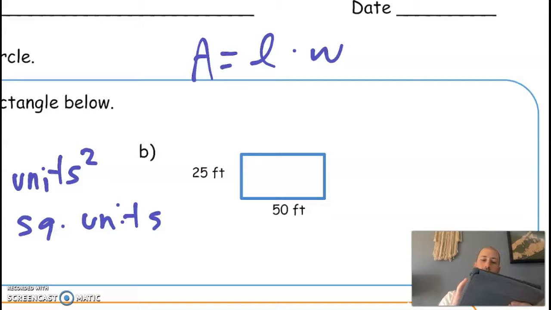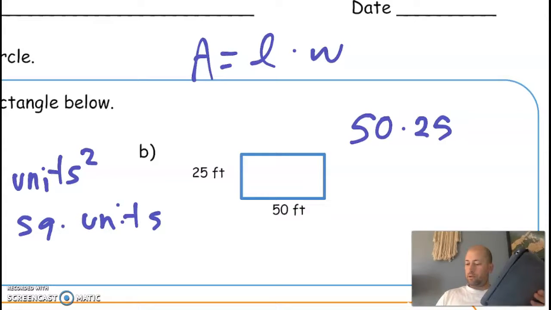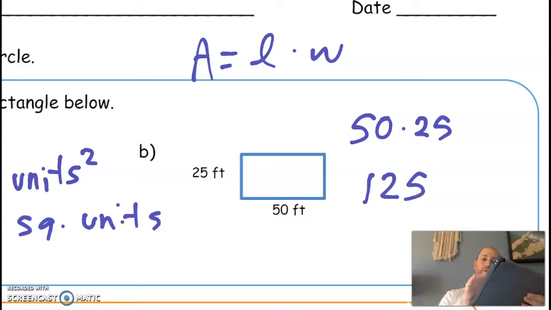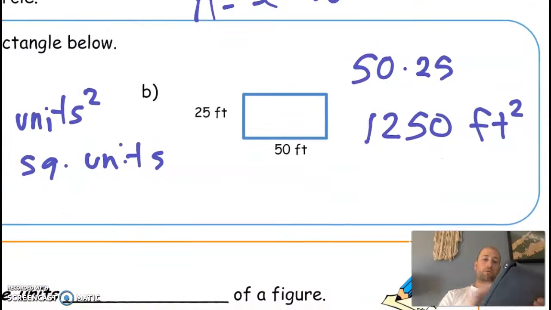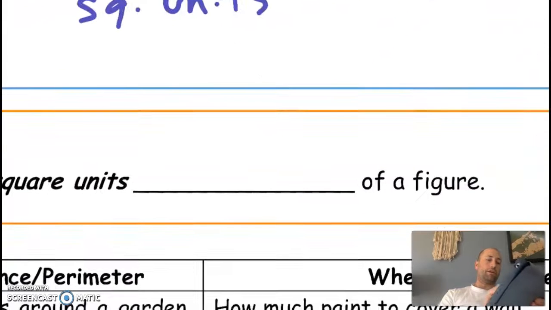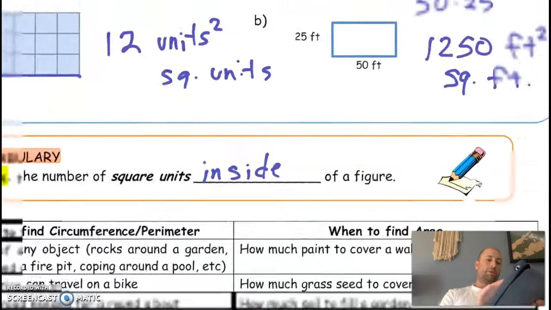So I'm doing 50 times 25. You can use a calculator the whole time, without a doubt. That is equal to 1,250. You could write it as feet squared or square feet, and I use some abbreviations. So what we're doing is finding areas. We're finding the square units on the inside of a figure.